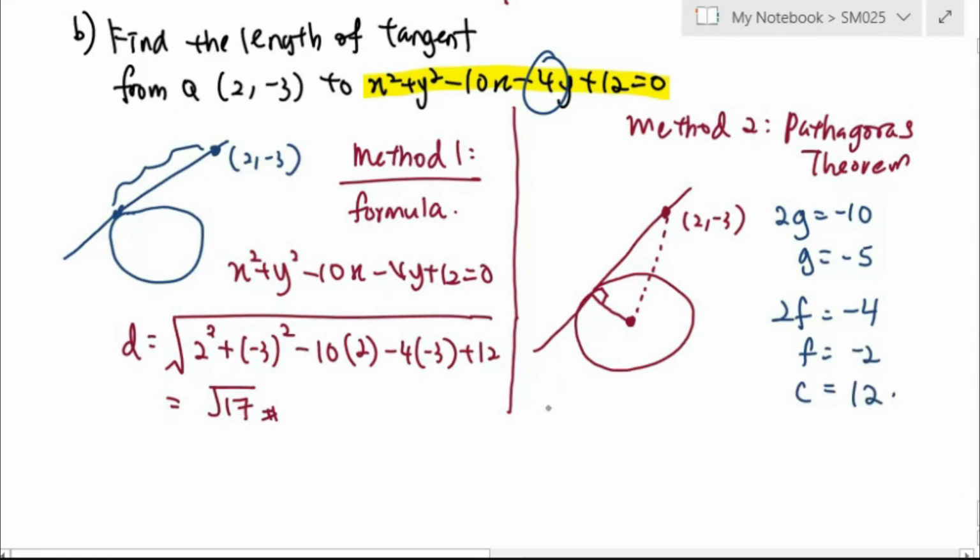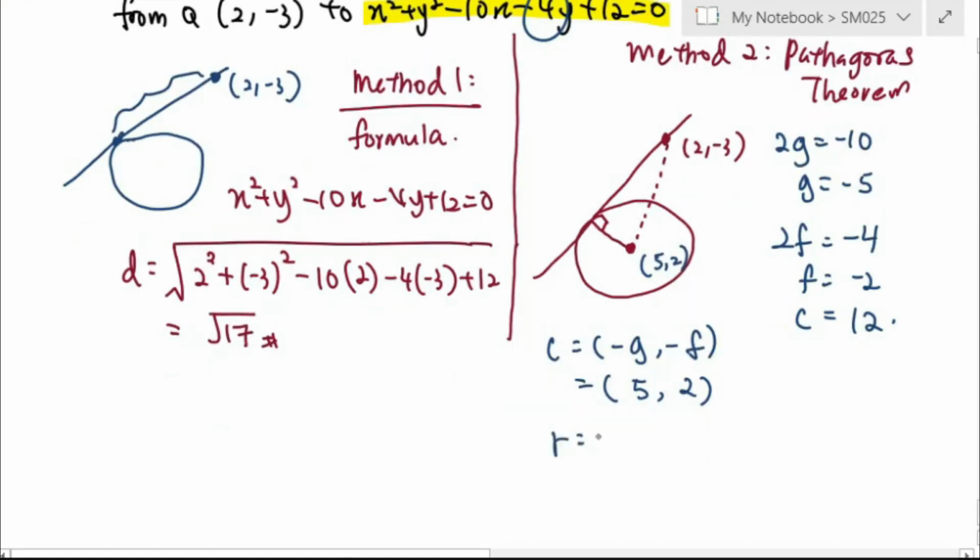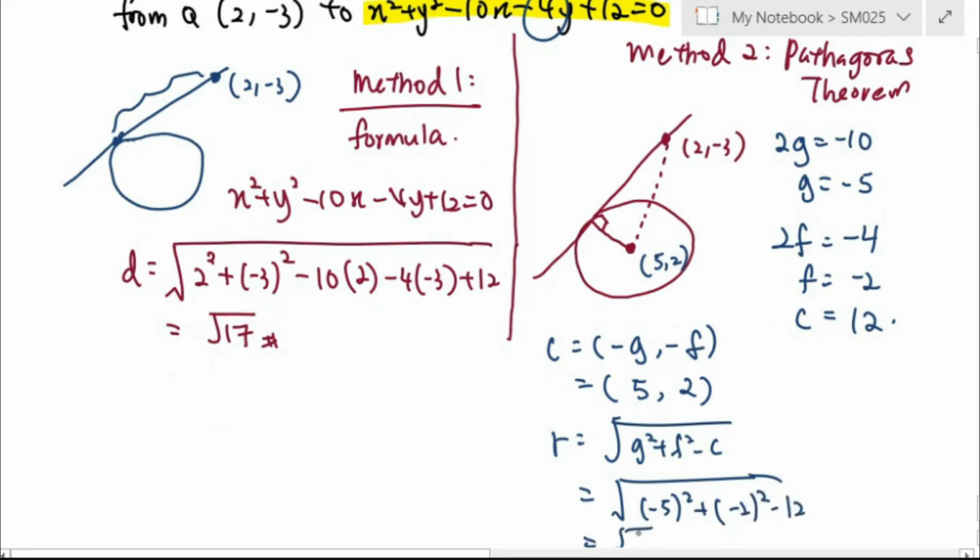From here we can see the center. The center formula is negative G, negative F, so you have 5, 2. Then what's your radius? For the radius, we are using the formula square root of G squared plus F squared minus C. Put in your answers here: G is negative 5, F is negative 2, C is 12. Here it will be square root 17. So here is the length, square root 17.